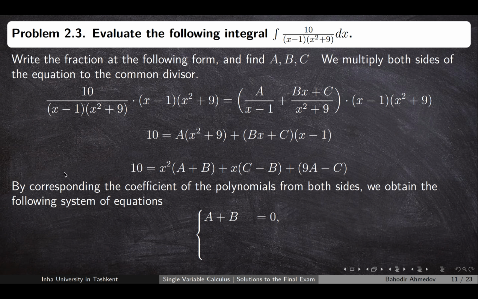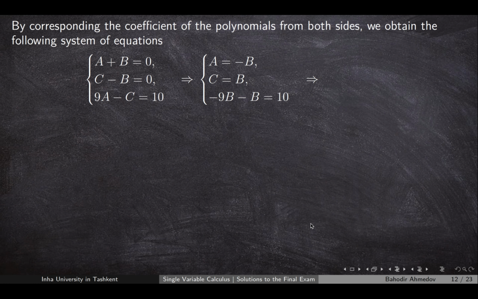So the coefficient of the x on the left is equal to 0, so that is why c minus b is also equal to 0. And 9a minus c is equal to the free coefficient on the left, which is equal to 10. So 9a minus c is equal to 10. So we've got three equations and three unknowns, and by solving them, we can find the values for a, b, and c. So we can do some algebraic simplifications and find a solution here.